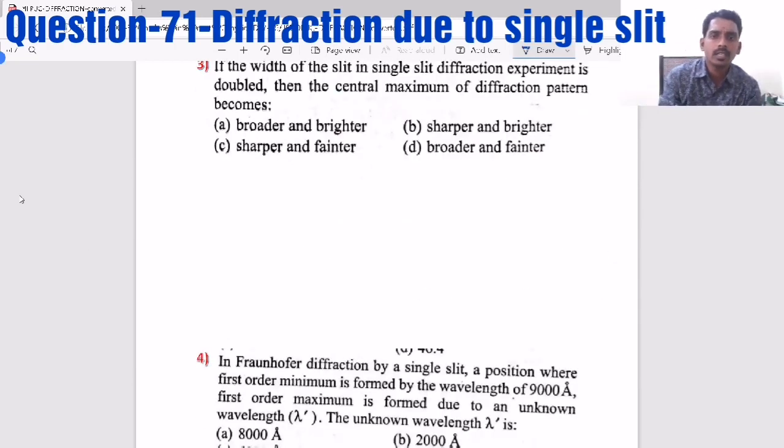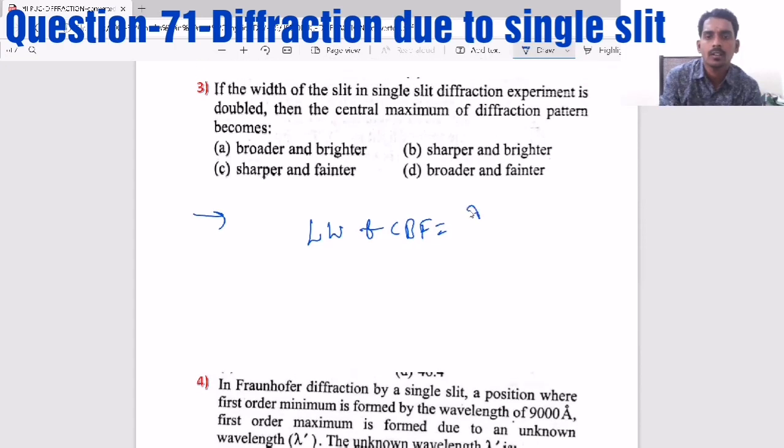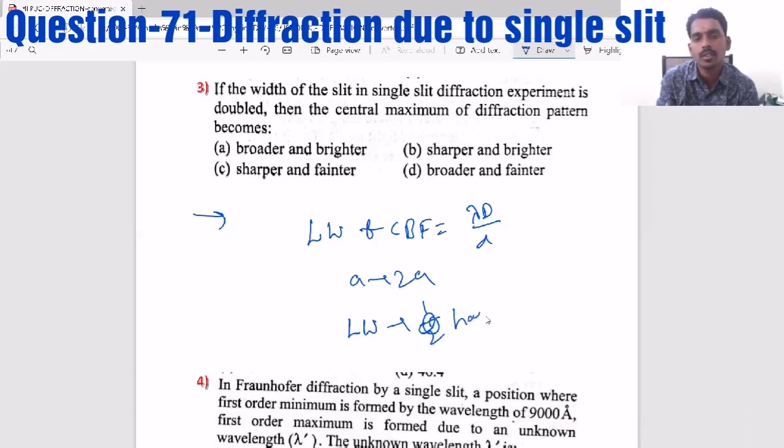Now, if width of the slit in a single slit experiment is doubled, so linear width of central bright fringe means lambda d by a, where a is width of the slit. Now, a became double, then linear width will become 1/2. It will become what? Half. Because we are not changing the other one. So the width will decrease, means it will become sharper.